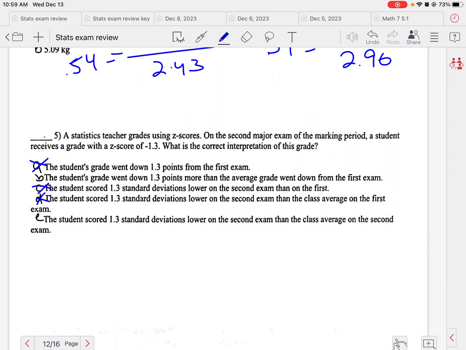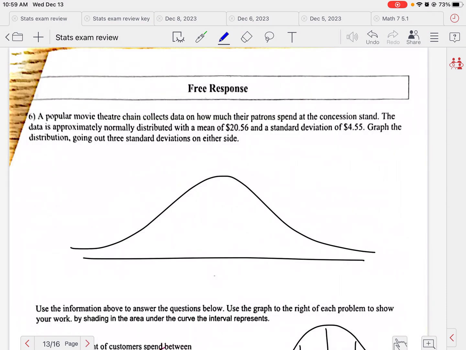The student scored 1.3 standard deviations lower on the second exam than the class average on the second exam. Bam. Again, the B can't be right because we're comparing to the first exam. They didn't tell us anything about what happened on the first exam. They just said this is the second exam. So I can't compare the two because I don't know what happened. So it has to be comparing their second exam to the class's second exam.